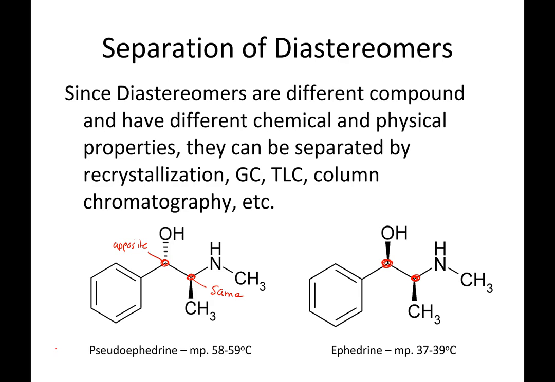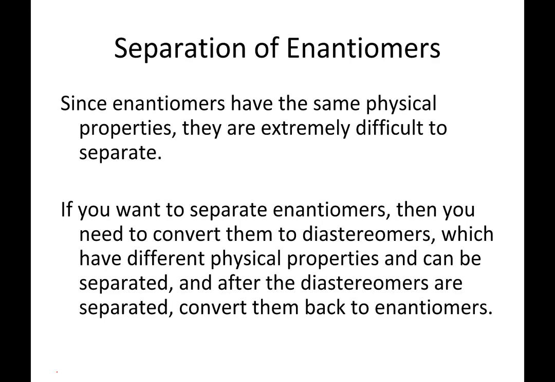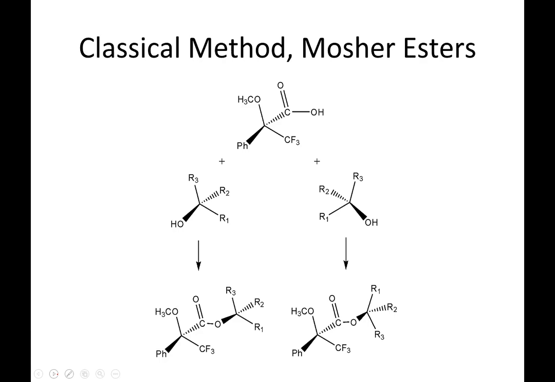So how do you separate enantiomers? What you have to do is turn those enantiomers into diastereomers. Then you can separate them. And then after you separate them, you do something to get back your enantiomers. And the classical method of this is what's called Mosher esters. So Mosher came up with this idea to separate different chiral alcohols.